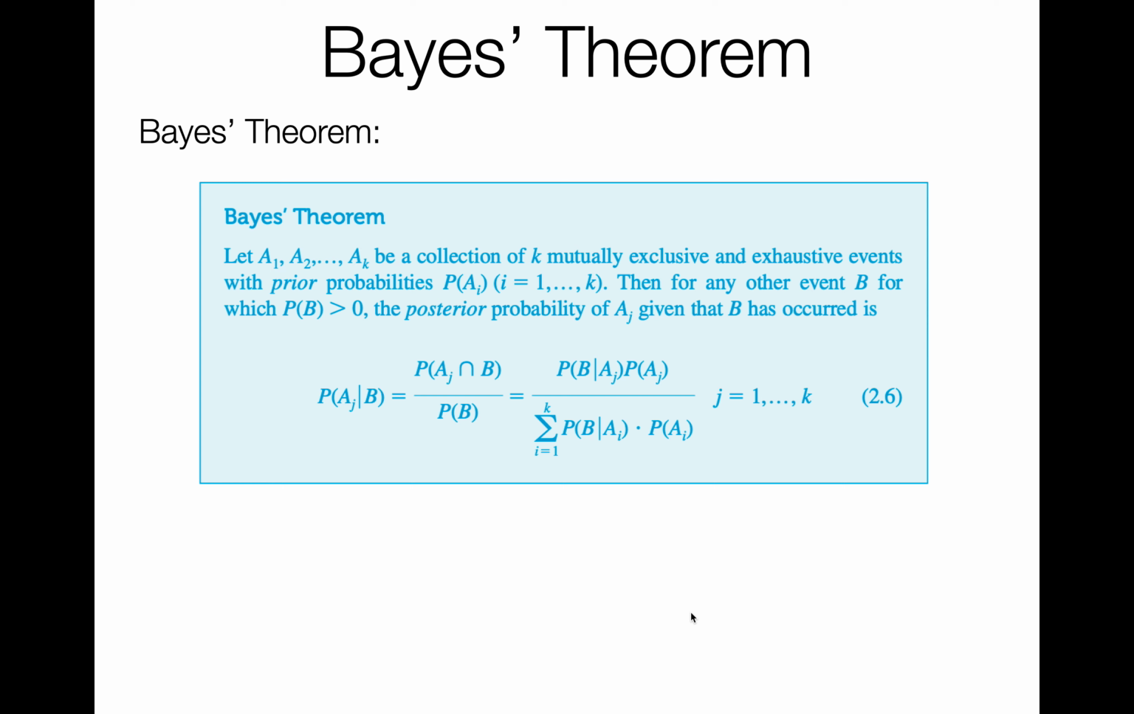So here's Bayes' theorem in its formal sense. Let A1 through AK, again, be a collection of K mutually exclusive and exhaustive events.